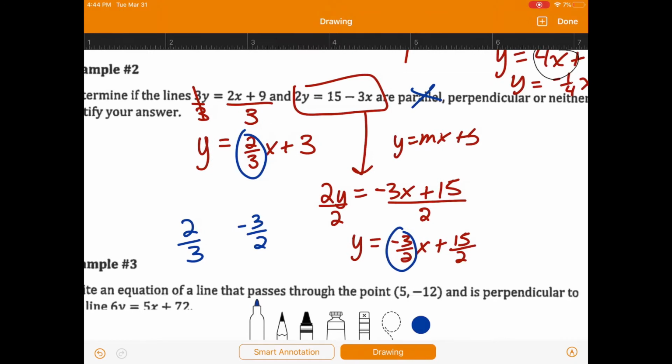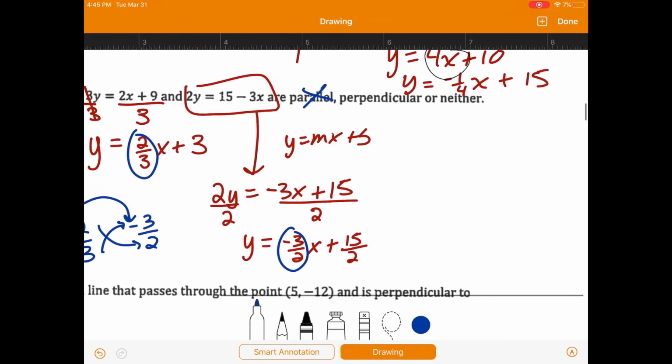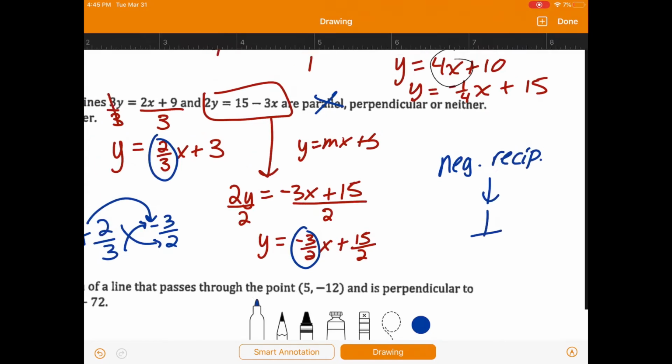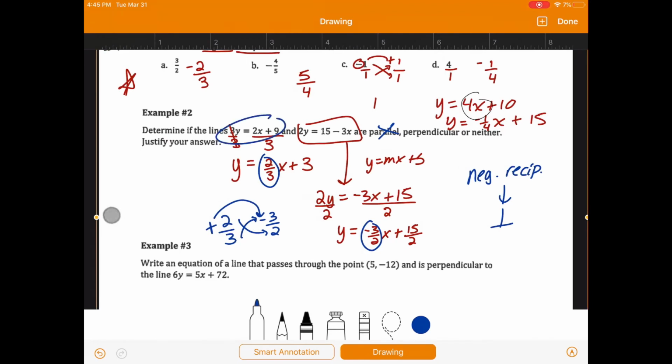Negative reciprocal means that we're going to swap the top and the bottom and change the sign, and that's what we did. We took the 3, moved it to the top, the 2, moved it to the bottom, and went from a positive number to a negative number. So, since they're negative reciprocals, that means they're going to be perpendicular. So these two lines, this one and this one, also represented by this and this, are going to cross and make 90-degree angles.